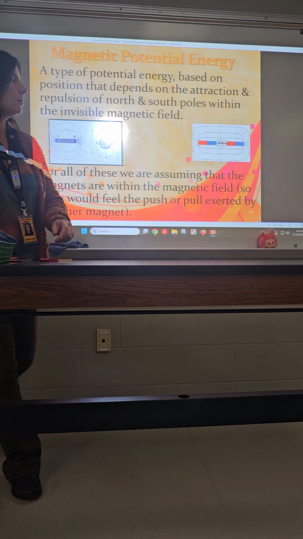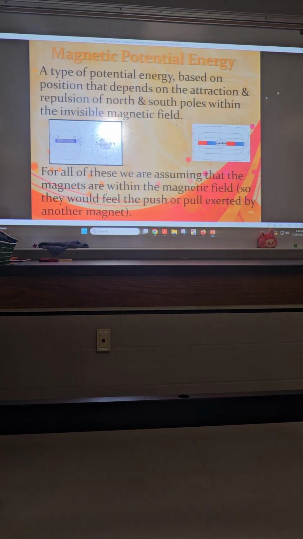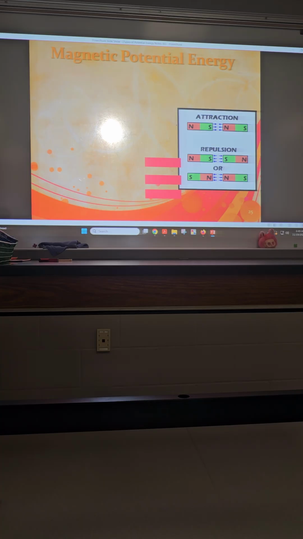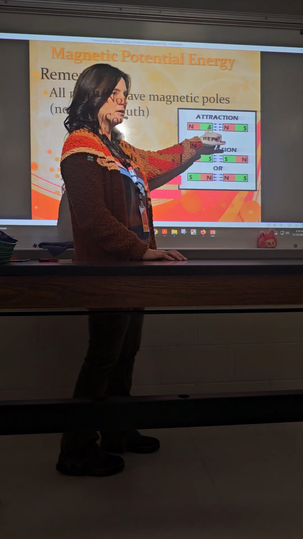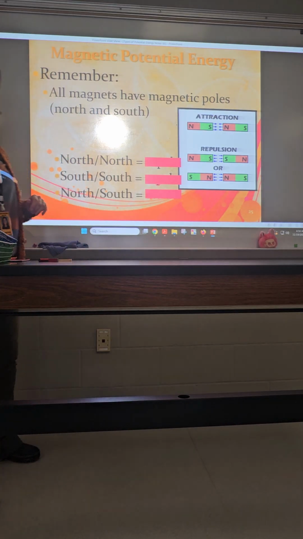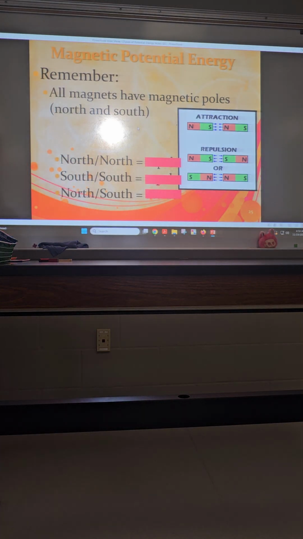All right, so let's take a look. We have to look at what the normal positioning and everything is. So all magnets have magnetic poles. They have a north and a south. Okay, and so what will a north and a north pole typically want to do? Andrew? Okay, so they're going to repel.